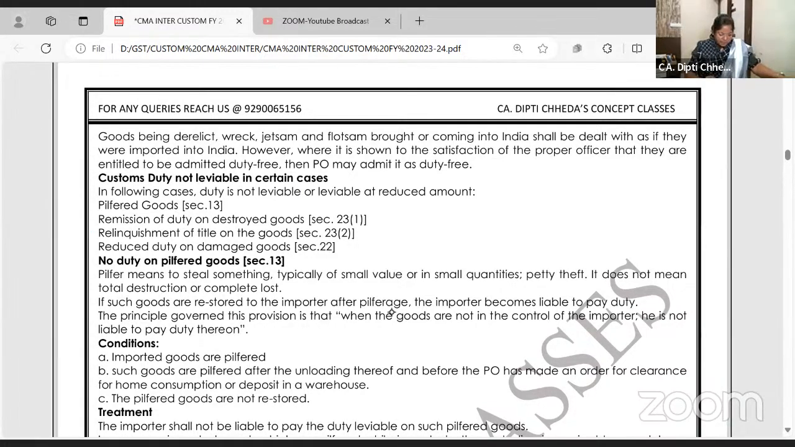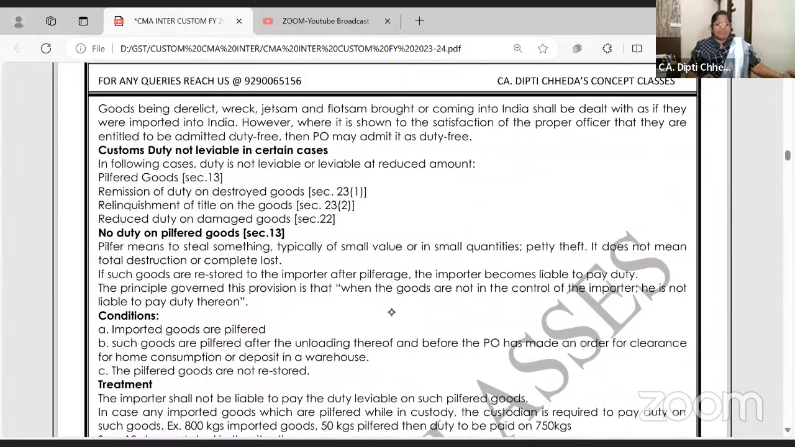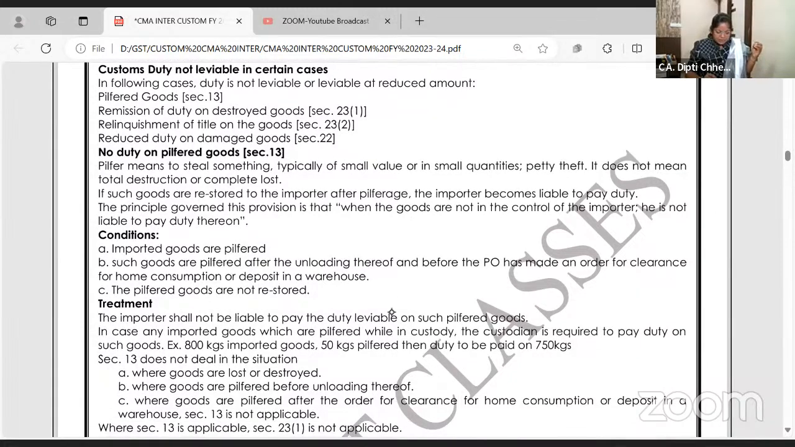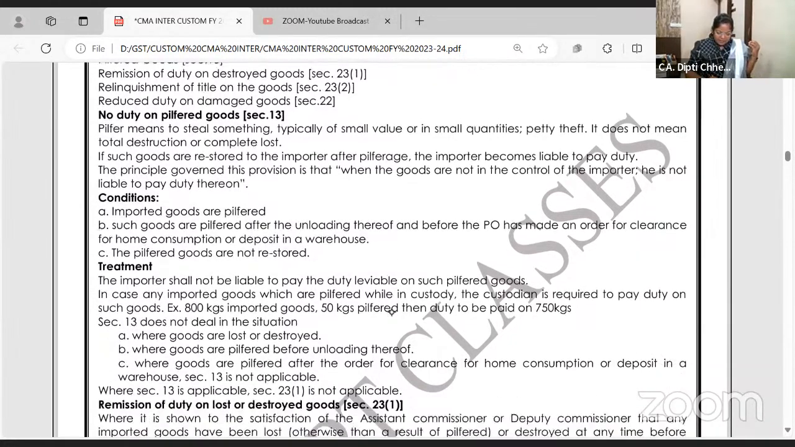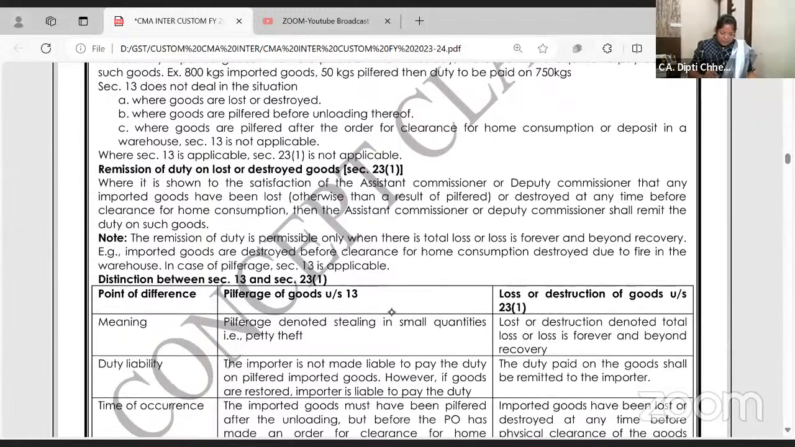Okay? Now, whenever the goods are pilfered, a small theft, when time is important, that theft has been incurred after unloading the goods and before the proper officer sends it for home clearance. In this period, if there is any theft on that part, you don't have to pay duty.